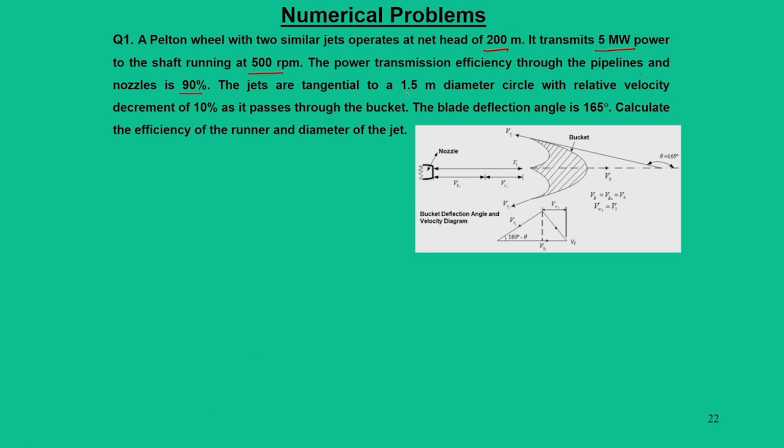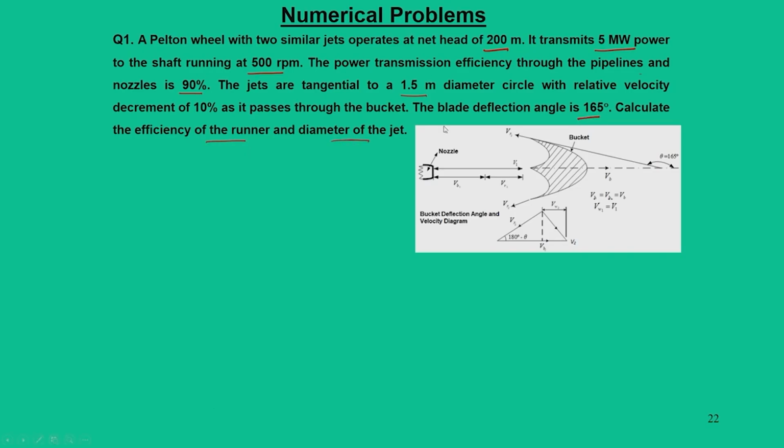The jets are tangential to a 1.5 meter diameter circle with relative decrement of 10% as it passes through the bucket. Blade deflection angle is 165 degree. We need to find out the efficiency of the runner and diameter of the jets.